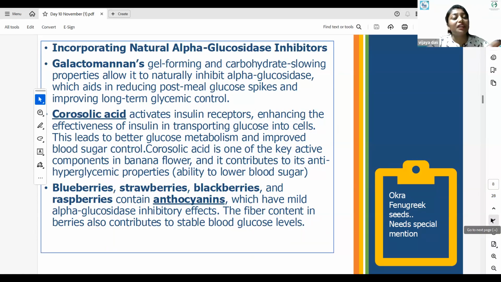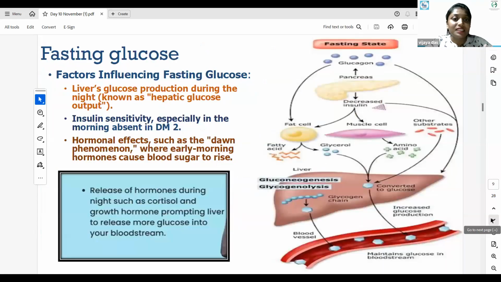So we must be aware that there are certain biomolecules which have natural alpha glucosidase inhibitor activities, which we can surely include in our diet. Okra and fenugreek seeds are, of course, such molecules which are generally used nowadays in order to cut down the glucose surge. The next test that I will be covering here is the fasting glucose.